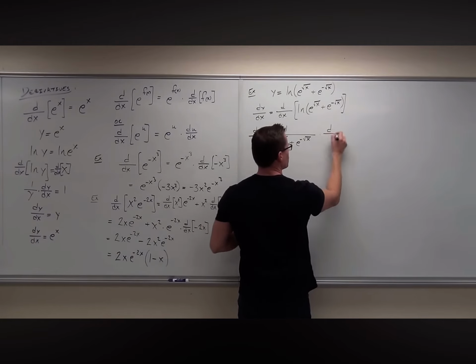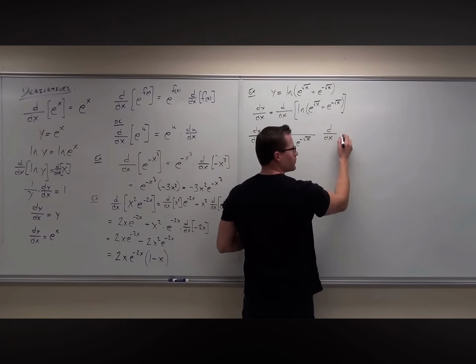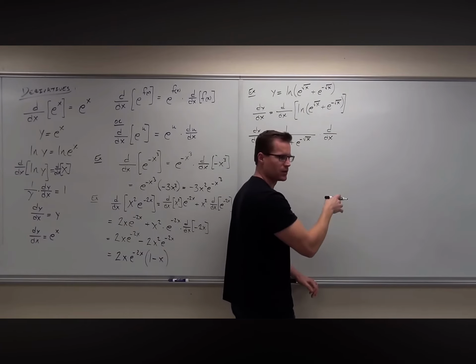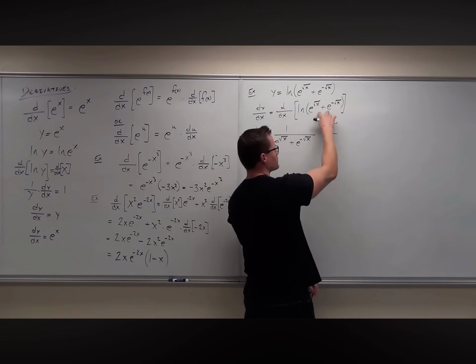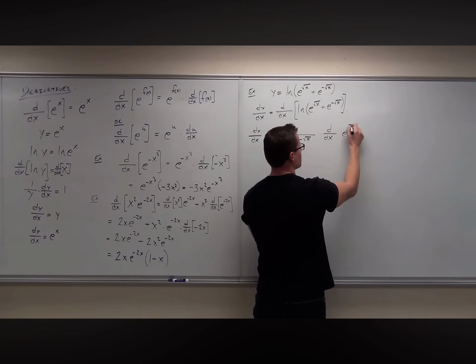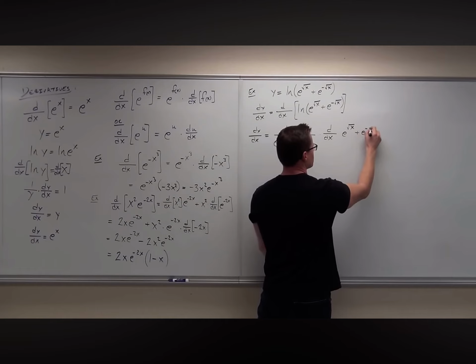So what we're going to do is take the derivative of... What are we going to take the derivative of? This part, yeah, that's right. E to the square root of x plus e to the negative square root of x.